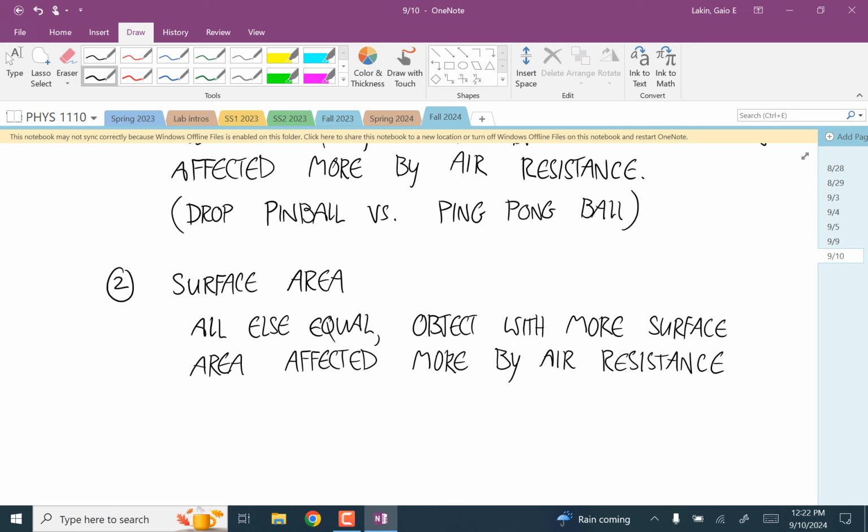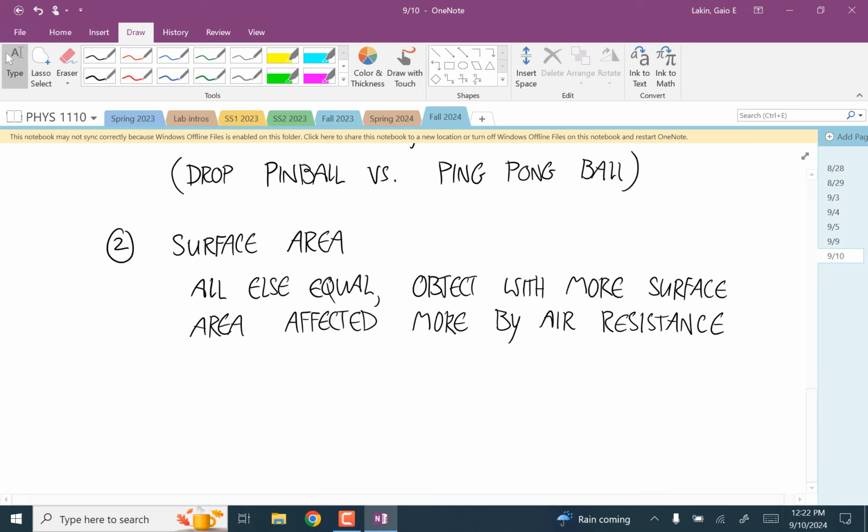Okay, what am I talking about? So if everything else was equal, objects with more surface area would be affected more by air resistance. That's what you see with feathers and parachutes. Feathers and parachutes are kind of optimized to have a huge amount of surface area that can catch the wind. And that's why there's a very high air resistance effect for feathers and parachutes. Parachutes are designed to have as much air resistance as possible.